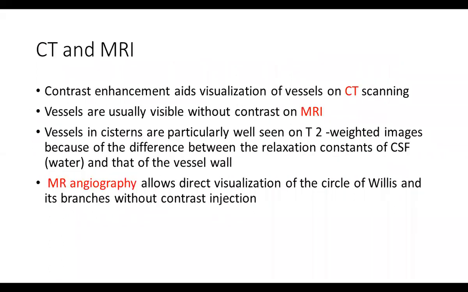CT and MRI. Contrast enhancement aids visualization of vessels on CT scanning. Vessels are usually visible without contrast on MRI. Vessels in the cisterns are particularly well seen on T2 weighted images because of the difference between the relaxation constant of CSF water and that of the vessel wall. MR angiography allows direct visualization of the circle of Willis and its branches without contrast injection.